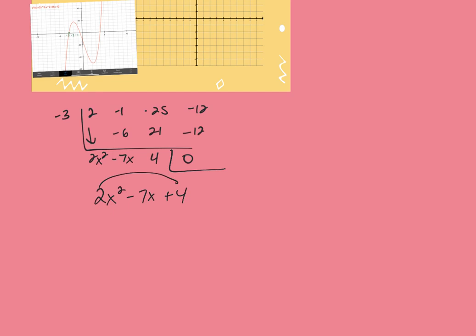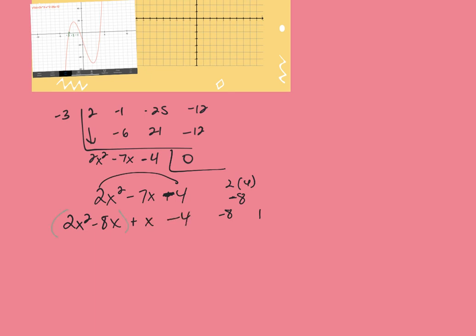So we can multiply first times last. 2 times 4 is 8. Are there factors of 8 that sum to -7? Oh, this should be -4, sorry. That should be -4. So -8, and the answer is yes, right? -8, +1. Replace the middle term with them.